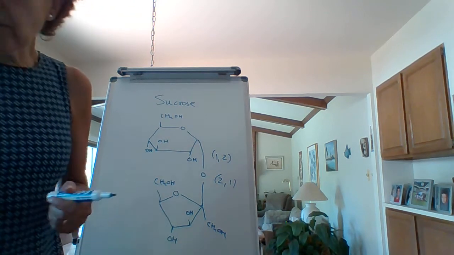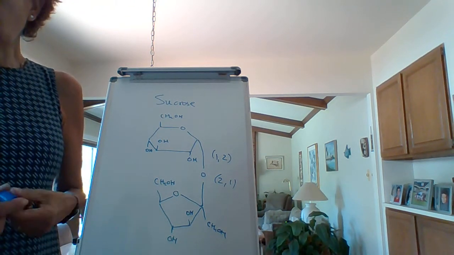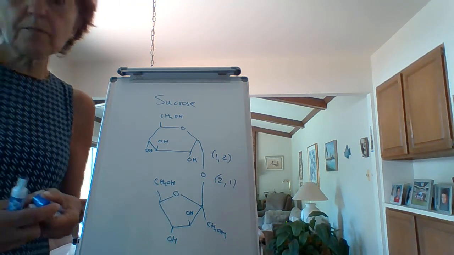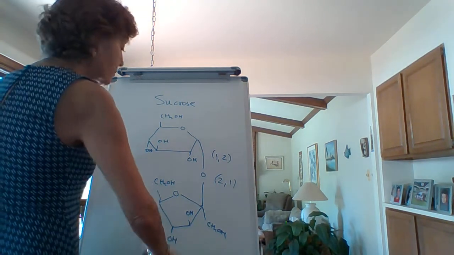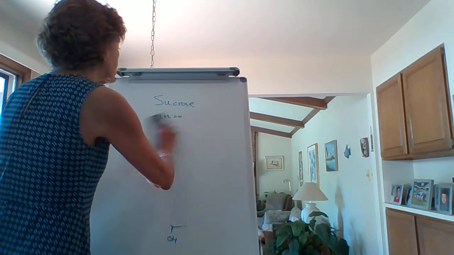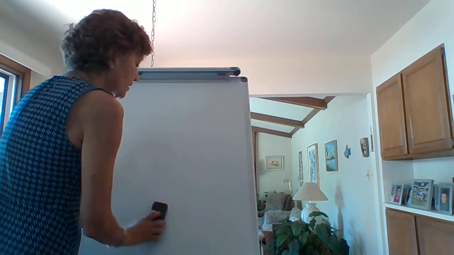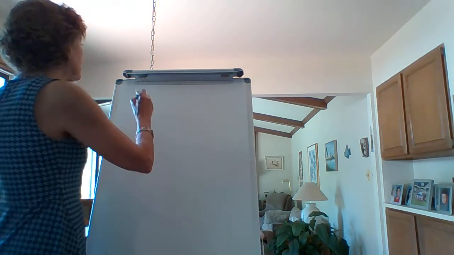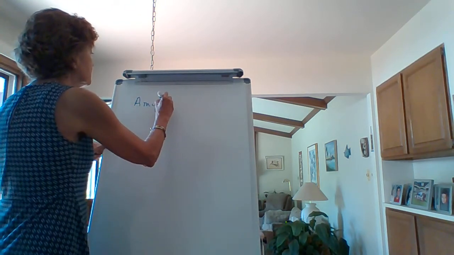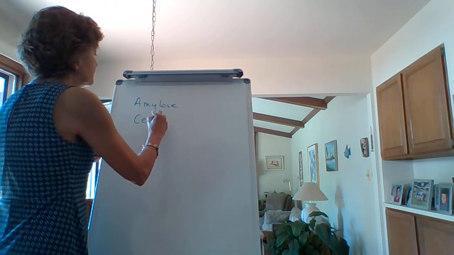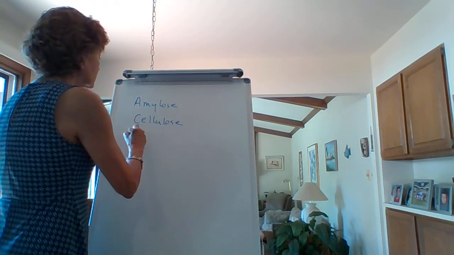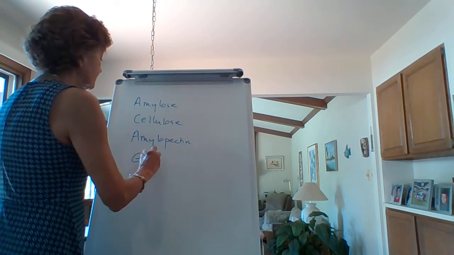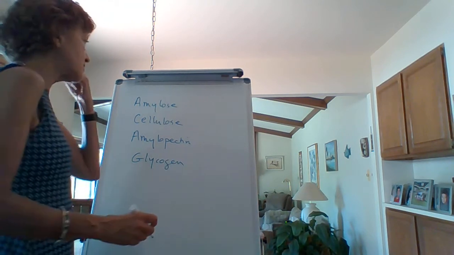All right. So we are done with the disaccharide structures, and we're just going to jump right into the polysaccharides. All the polysaccharides that you need to know the structure of are made up of thousands of glucoses, thousands of glucoses. So we're going to focus on amylose, cellulose, amylopectin, and glycogen. Those are the polysaccharides we're going to focus on.